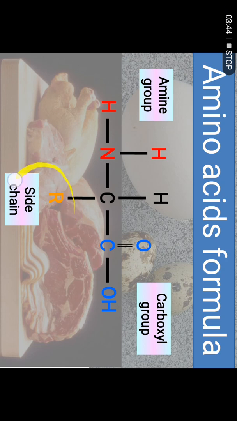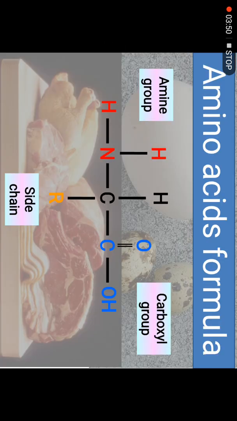Now this R is the one that is changing. If you have a different type of amino acid, the R side chain will change, in order to form different types of amino acid.